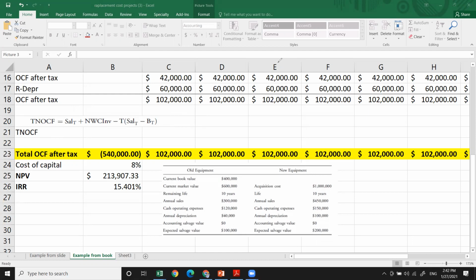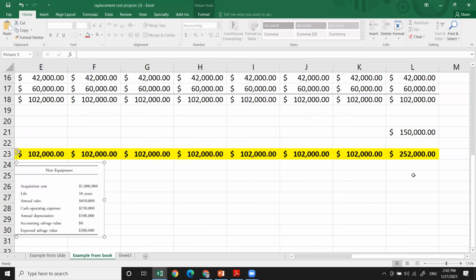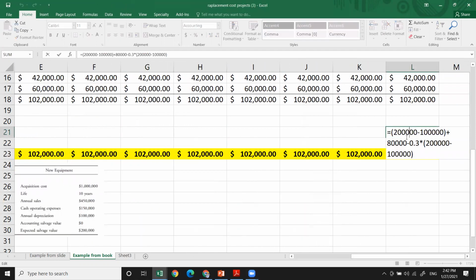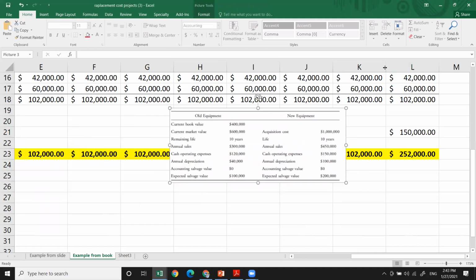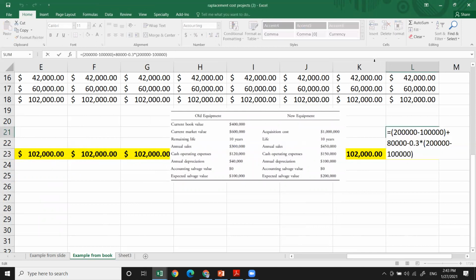Okay, just a second. So we should make it separately, yeah, for the new one and for the old one? Yeah, very true. Now, if you see the formula, 200,000 is the new equipment salvage value expected. 100,000 is the old equipment salvage value. Let me just bring it here to show it to you. So this 200,000 is this.